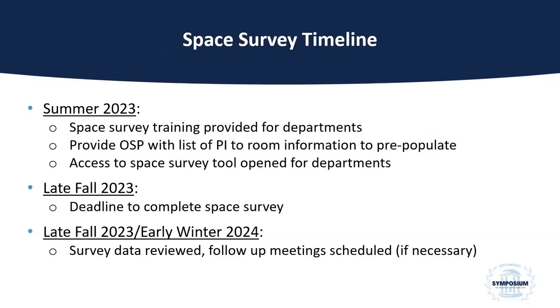So the timeline: we really won't get started on the space survey till after the end of the fiscal year. During the summer, and into very early fall, we'll be performing training to train the departments on how to use the survey tool, ask you for that PI to room information, and then open up the tool for the survey departments to use. We'll have a deadline towards the end of fall of 2023, and then we in OSP will jump in and look at the data, come back to you, ask questions, and have follow-up meetings where necessary.